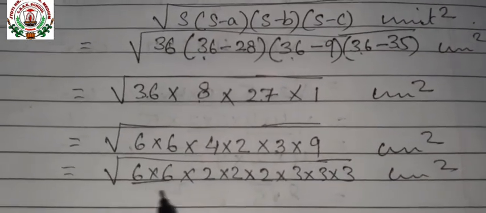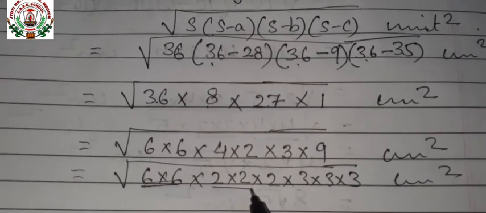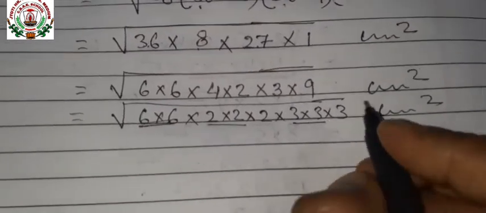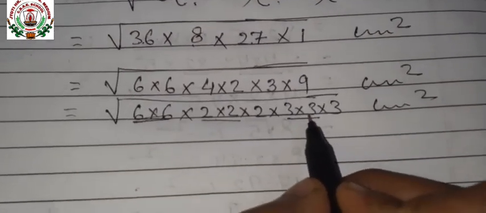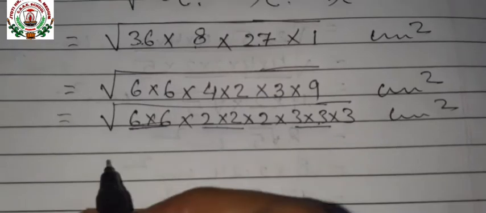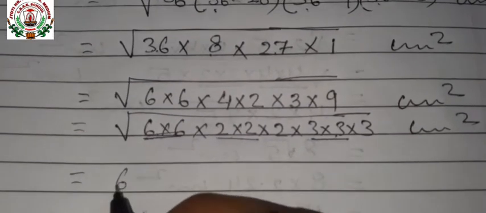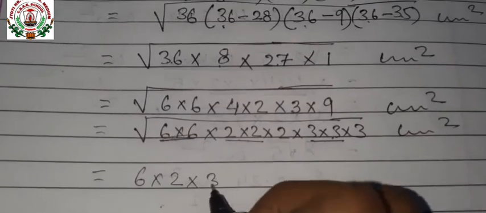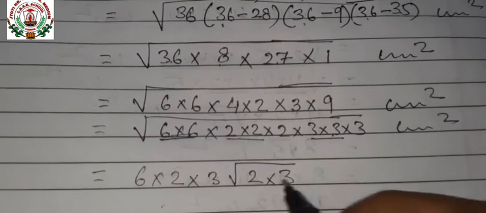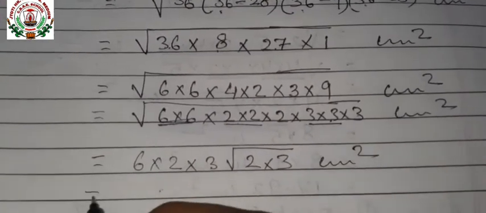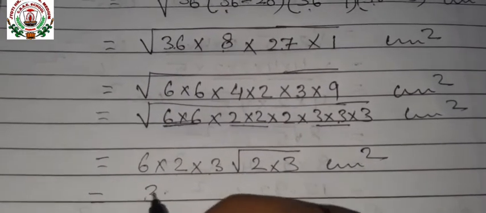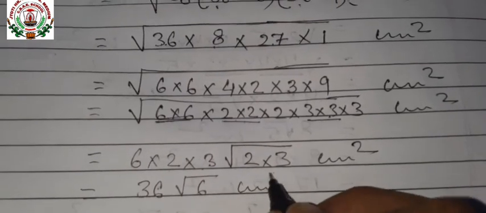Now make pairs of each. 6 into 6 breaks into 2 into 2 into 2, 3 into 3 into 3. Two 2s are there, so one pair. Double 3, make a pair. So 1, 2, 3 pairs are there, that is 6 pair 1, 2 pair 1 and 3 pair. From each pair one value will come out of the square root, so that will be 6 into 2 into 3. What is left out here? One 2 is left out, one 3 is left out, cm square. On multiplication of this, you will get 36 root 6 cm square.